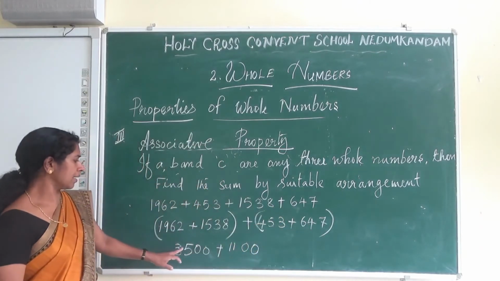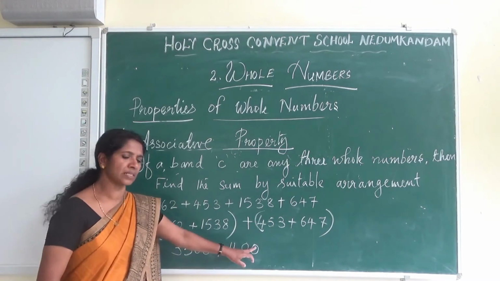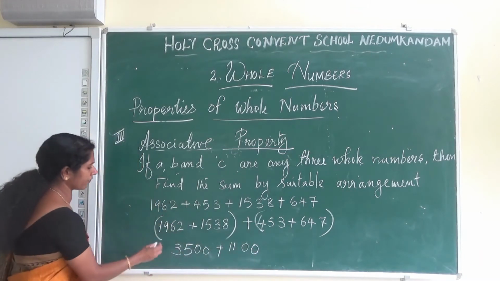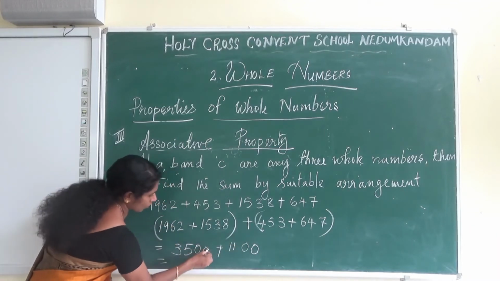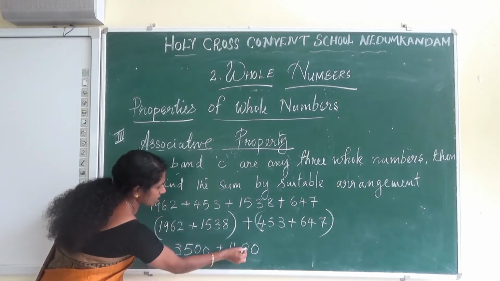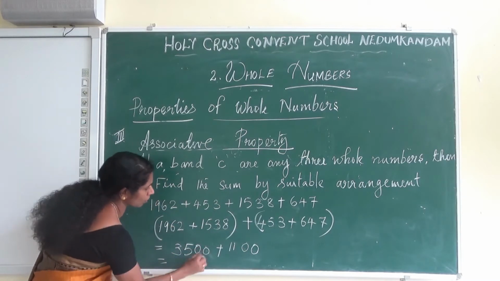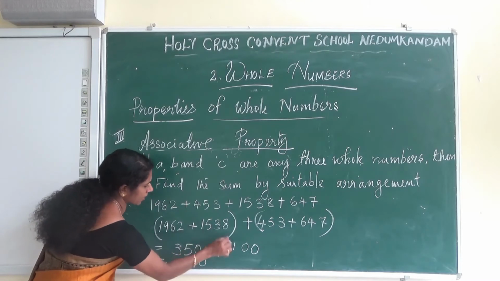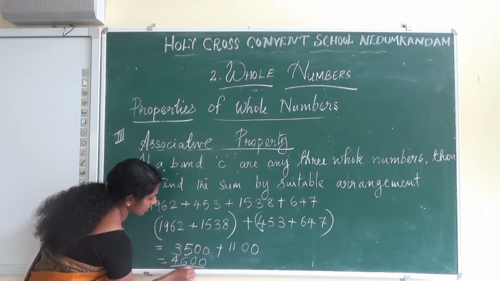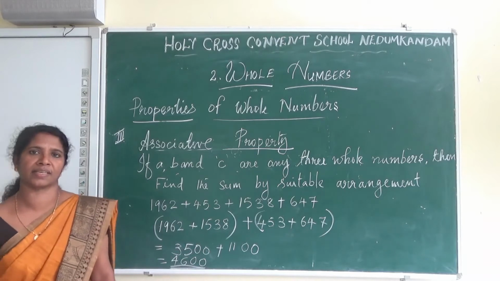So the number is 3500 plus 1100. We have to add this one. It is equal to 0 plus 0, 0. Next 10 space, 0 plus 0, 0. 5 plus 1, that is 6. 3 plus 1, 4. So the answer is 4600.